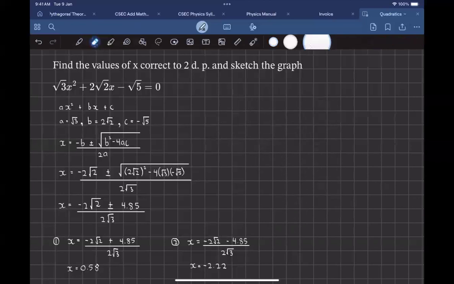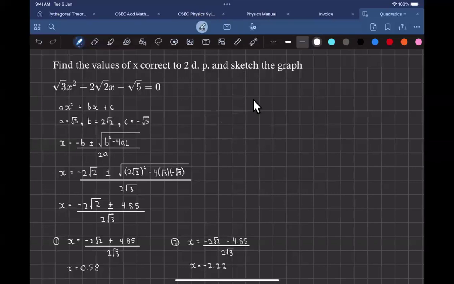That's what the discriminant tells us. So look at the quadratic formula. What is inside the square root sign? In the formula, in general. B squared minus 4AC.